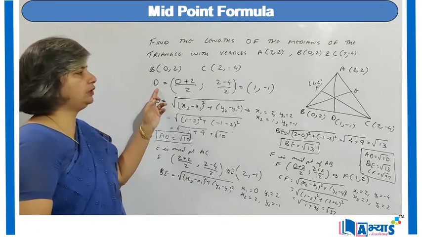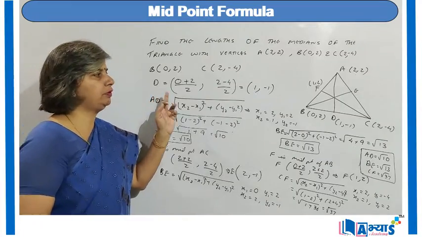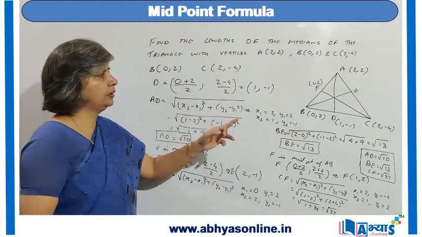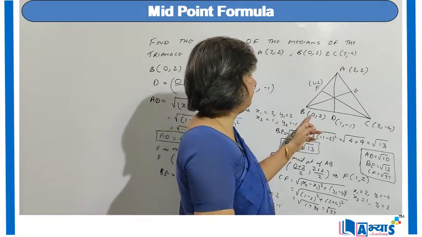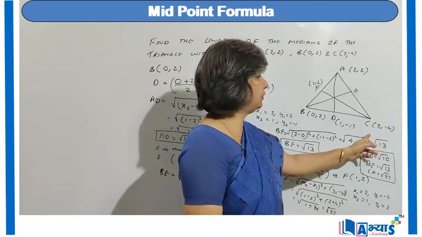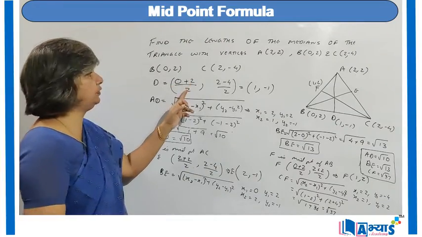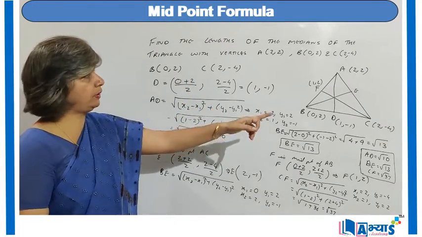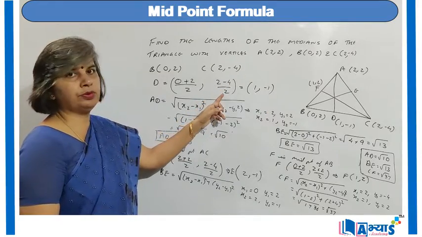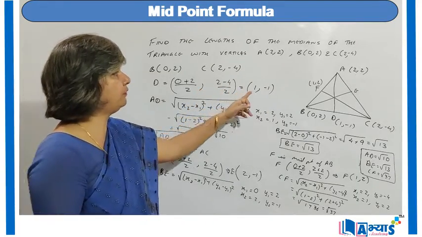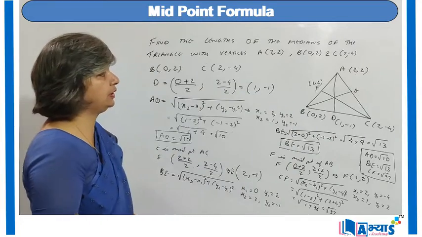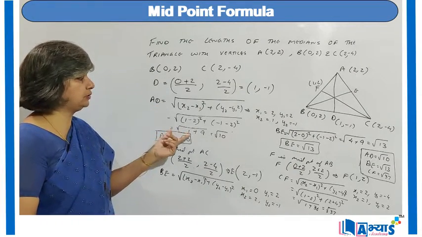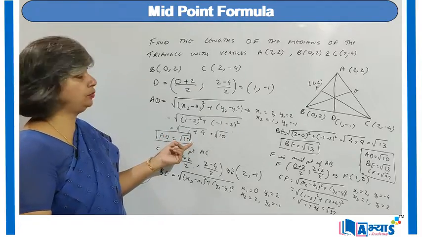So for D, we use the midpoint formula between the points B and C, as the x coordinate of B was 0 and the x coordinate of C was 2. So it was 0 plus 2 divided by 2. Similarly, the sum of y coordinates, that means 2 and minus 4. So it was 2 minus 4 upon 2. And we solved it, we got 1 comma minus 1. This is the coordinates for point D. Then we found the length of AD using the distance formula and found the answer to be root 10.